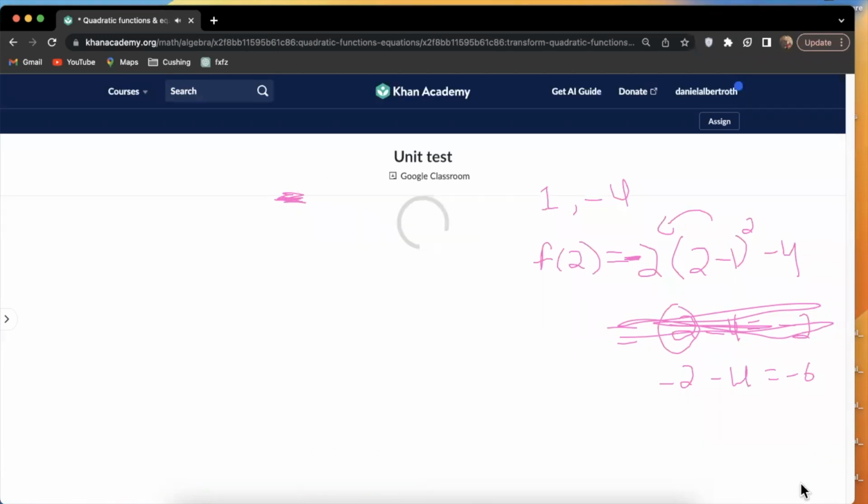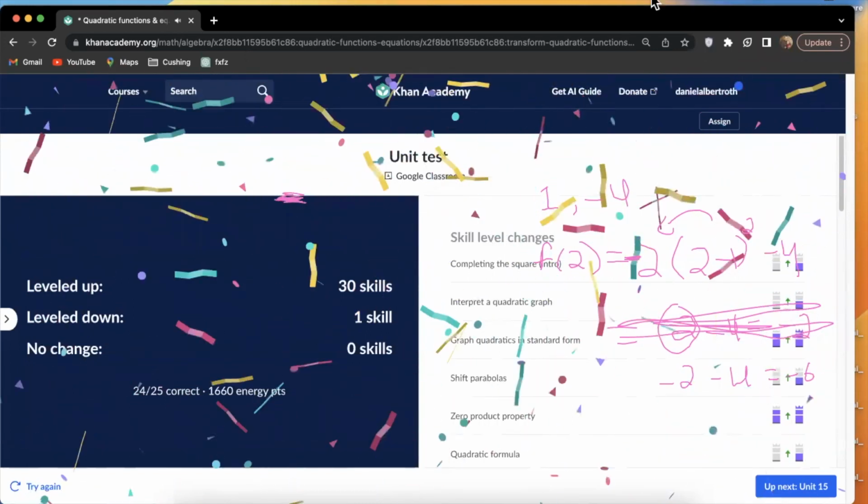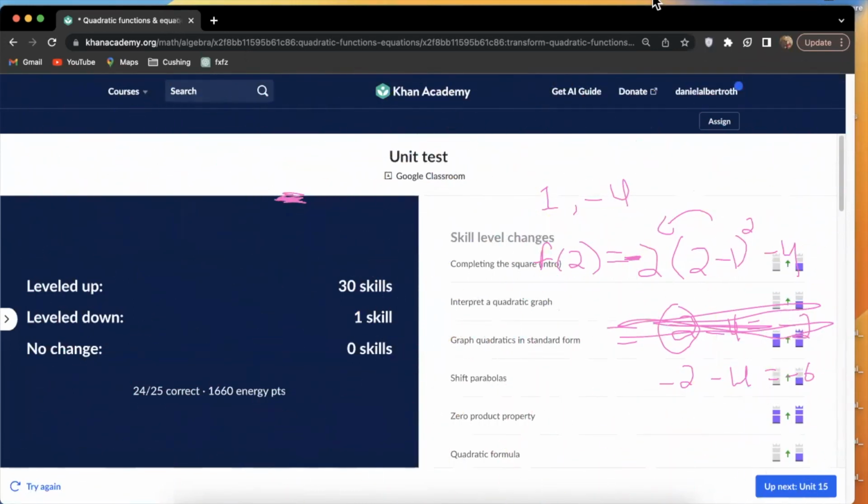All right, very nice. So I hope this helps you. It's a ton of information here. There's working with standard form, vertex form, factored forms, factoring, using completing the square, the quadratic formula. It's kind of like an all-encompassing unit on quadratic functions. So if you can get this, congrats, you know a lot about quadratic functions.